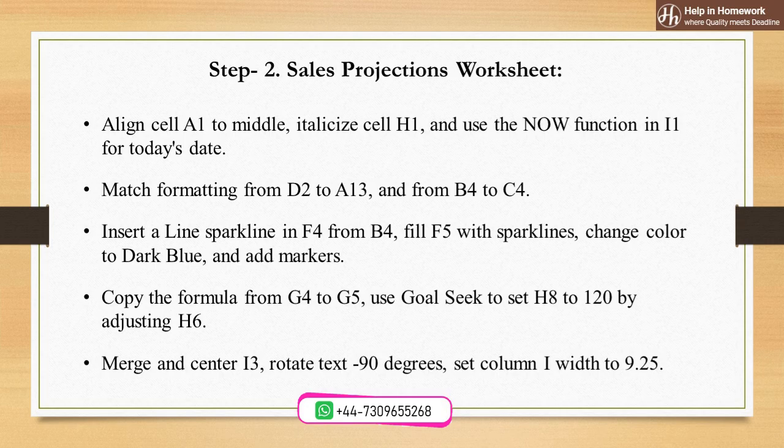Insert a line sparkline in F4 from B4. Fill F5 with sparklines, change color to dark blue and add markers. Copy the formula from G4 to G5. Use goal seek to set H8 to 120 by adjusting H6. Merge and center I3, rotate text 90 degrees, set column 1 width to 925.